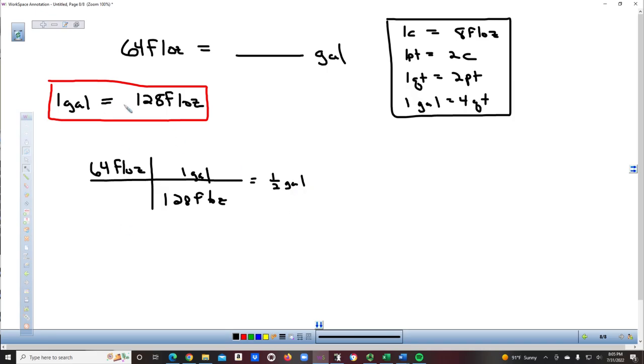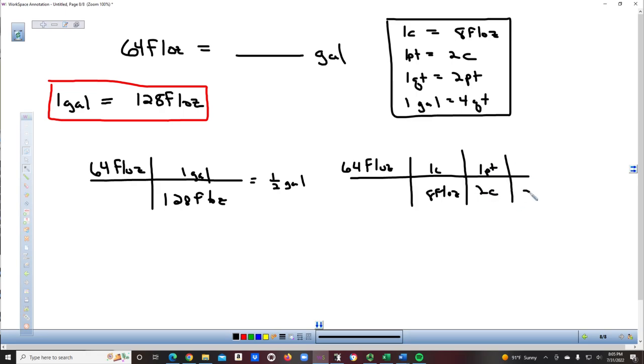Alright, so if I didn't know this conversion, this 1-to-1 conversion, I would have said 64 fluid ounces, and for every 8 fluid ounces, I'm going to get 1 cup, and for every 2 cups, I'm going to get 1 pint, and for every 2 pints, I'm going to get 1 quart, and for every 4 quarts, I'm going to get 1 gallon.